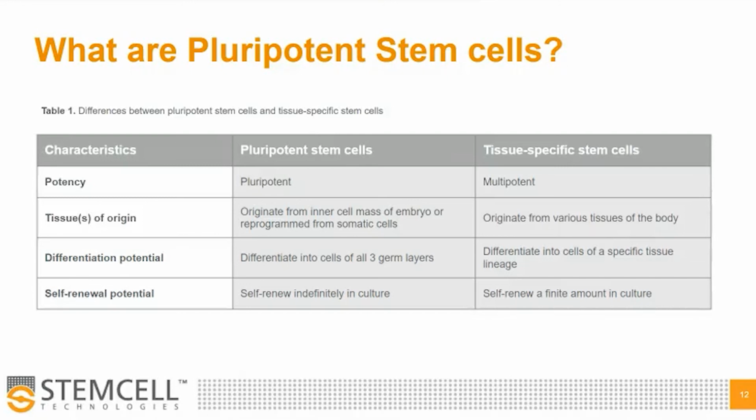Pluripotent stem cells are capable of differentiation into cells of all three germ layers, but tissue-specific stem cells can only differentiate into cells of a specific tissue lineage. Pluripotent stem cells have an indefinite self-renewal capacity in vitro, but tissue-specific stem cells possess a limited self-renewal in culture.